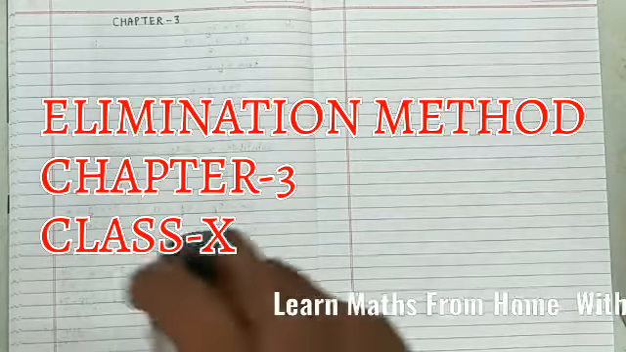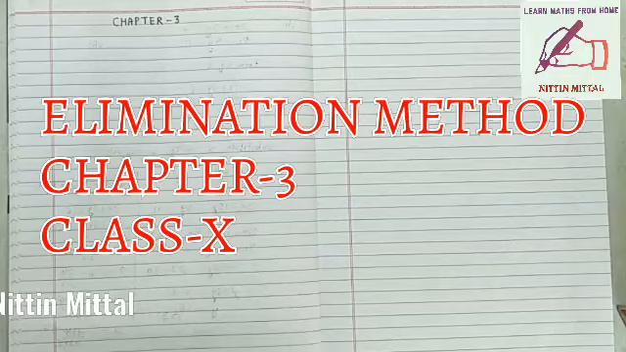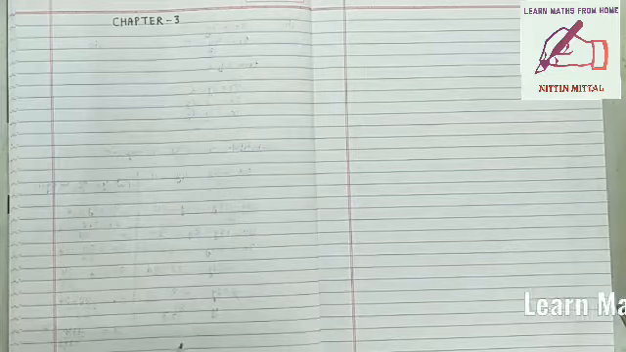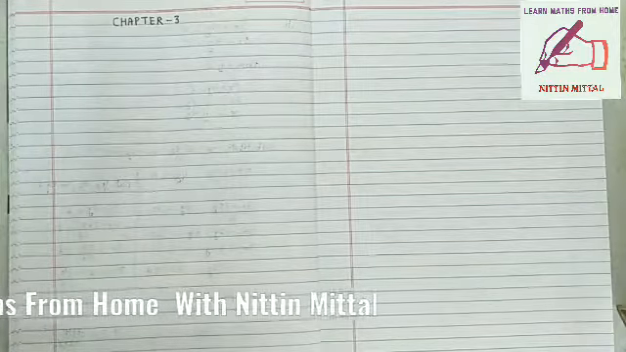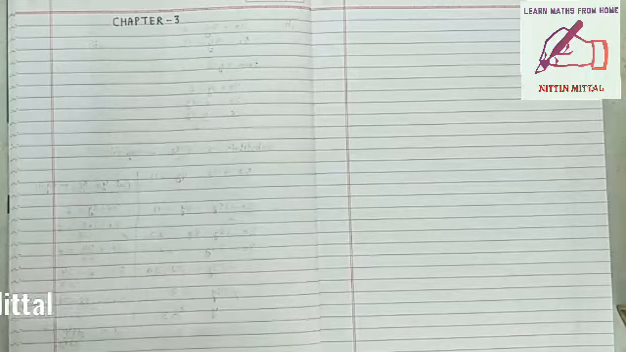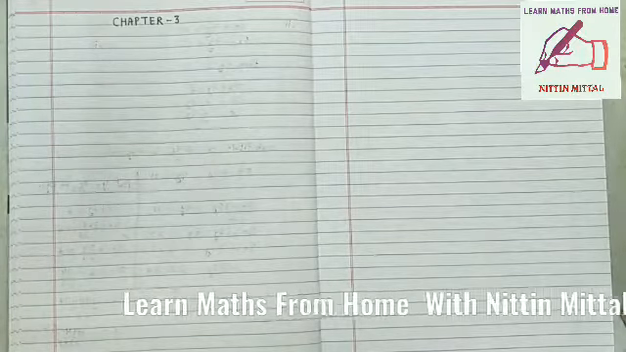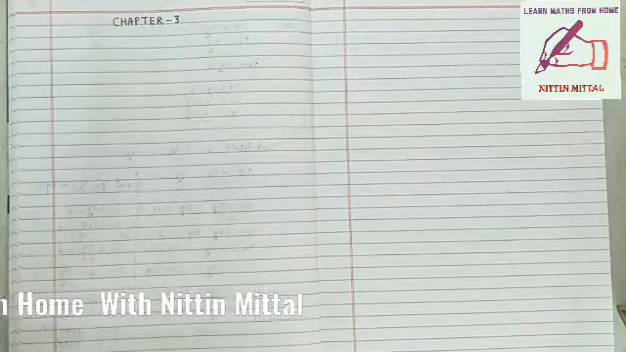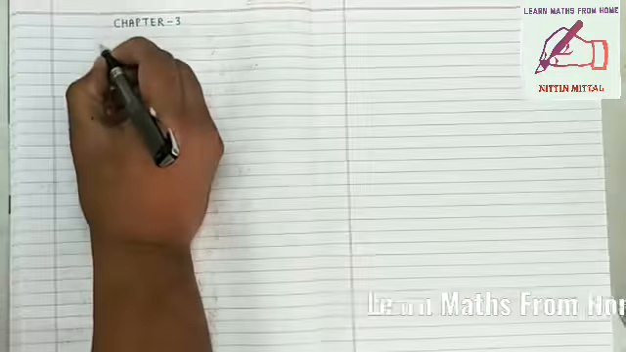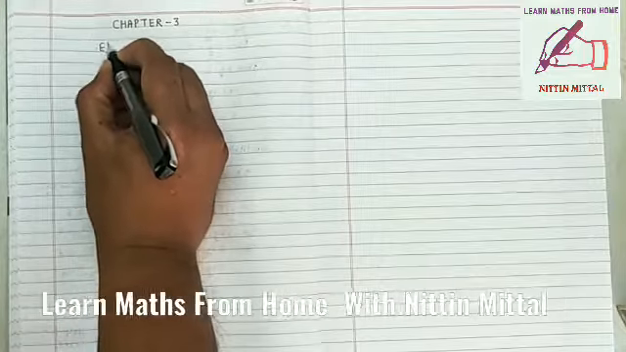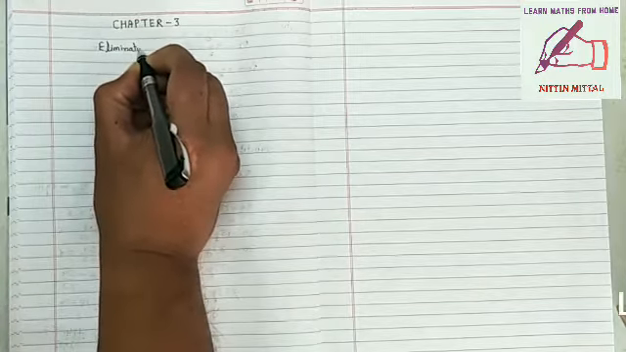Students, as you know, we are doing the third chapter, a pair of linear equations in two variables. In previous videos we have done the graph method and substitution method to find the common solution. Today we are going to learn the next method, that is the elimination method. So let us start. Elimination method.